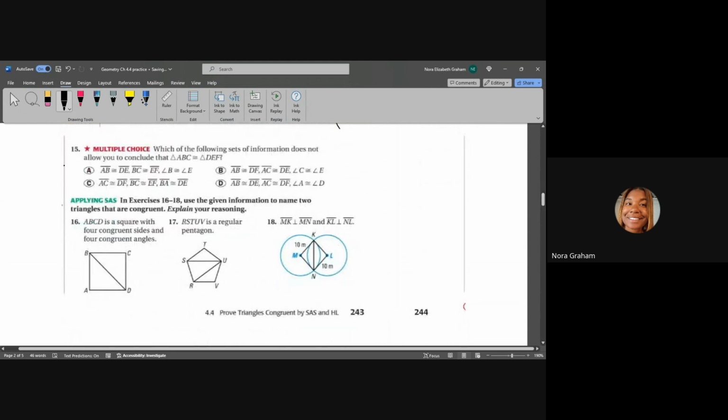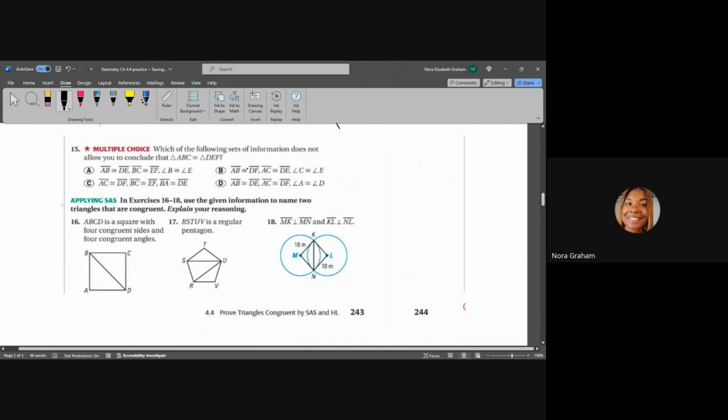Here's 15. 15, this is multiple choice. This is more like a SAT problem. Again, I do a lot of SAT math help as well. And these are the kind of problems where you just want to try to eliminate the answers and really annotate and see what they're trying to ask. So these are really good problems to work on as well.